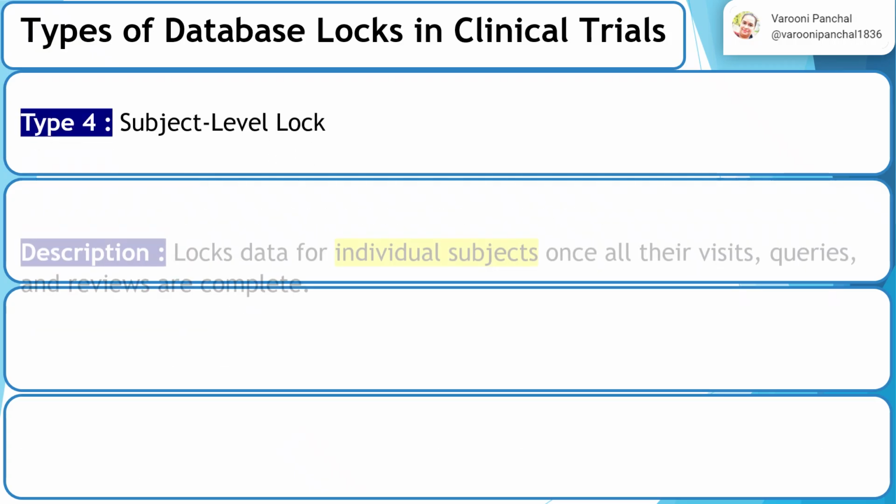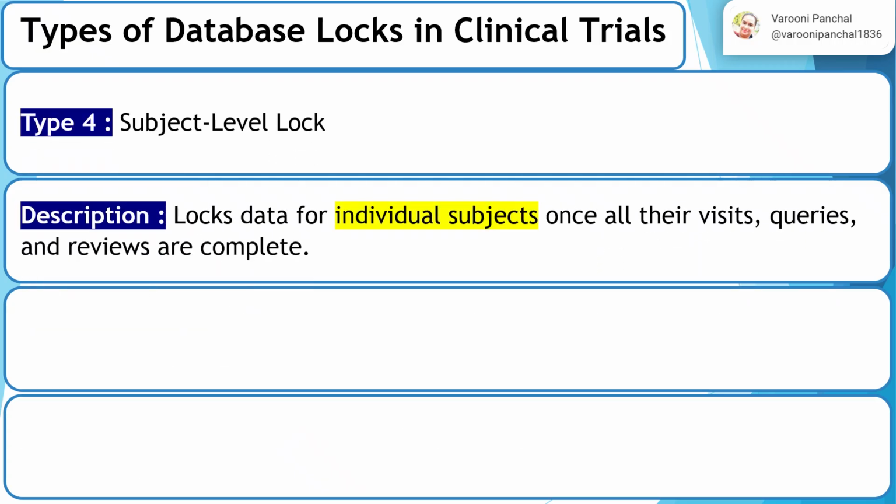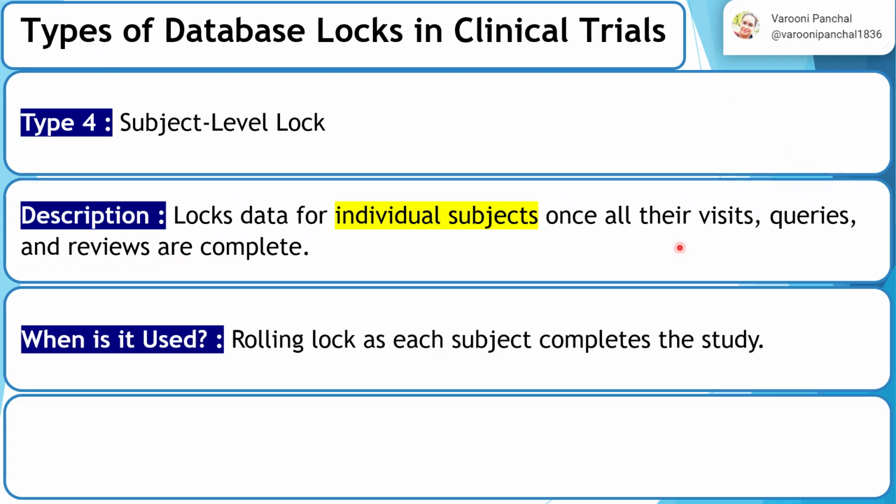Now next is the type 4 subject level lock. Now this lock is nothing but locking the database for individual subjects once their visits, queries and reviews are completed. Now this is mostly seen in oncology clinical trial studies, where you use a rolling lock, as and when the subject completes the study. Now say I have a particular subject 001.